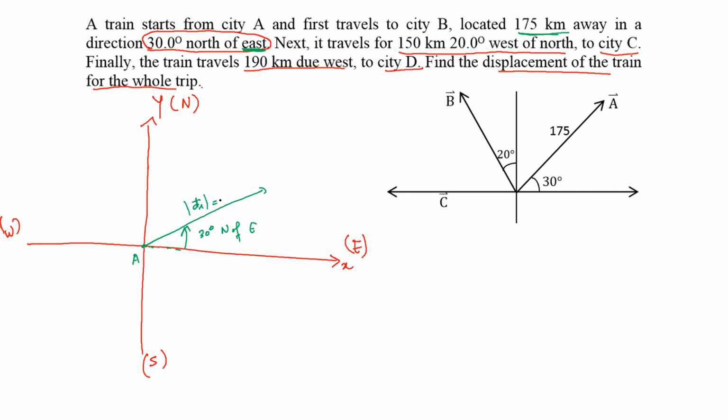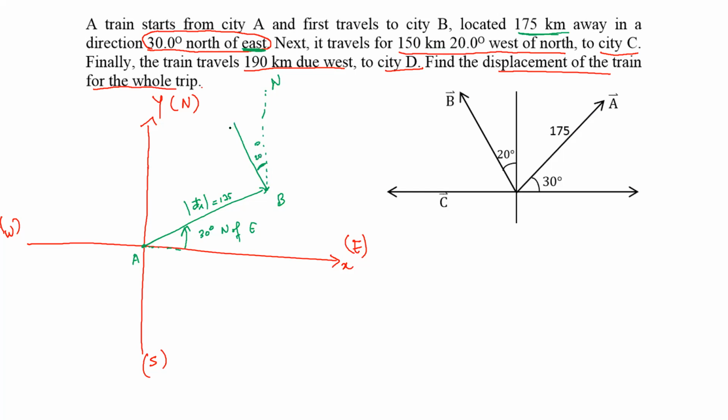What is the magnitude of D1? It's 175 kilometers. So that means city B is located here. This is city B. Now from city B, I travel for 150 kilometers in a direction of 20 degrees west of north. So I start by north. Where is north? This is north, right? 20 degrees west of north is here. So the angle that I'm giving you is this angle here, 20 degrees.